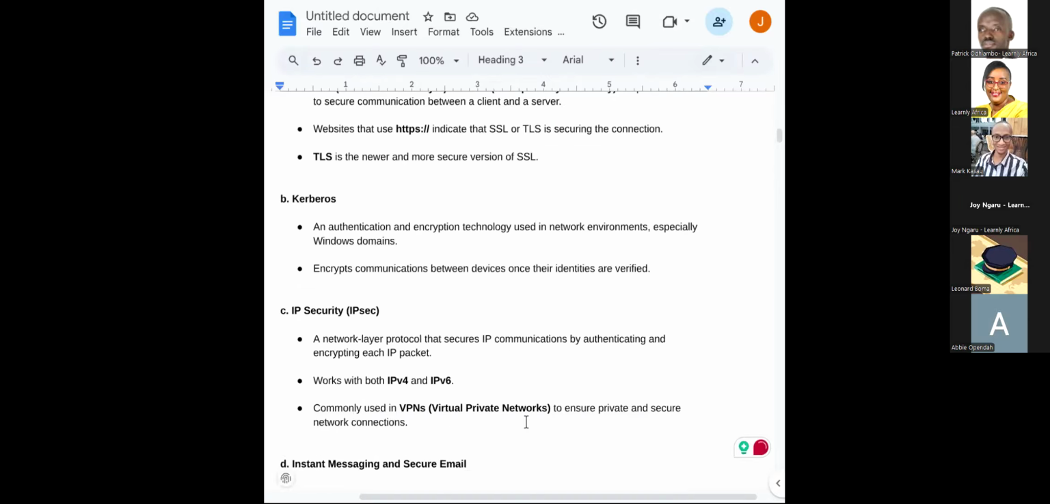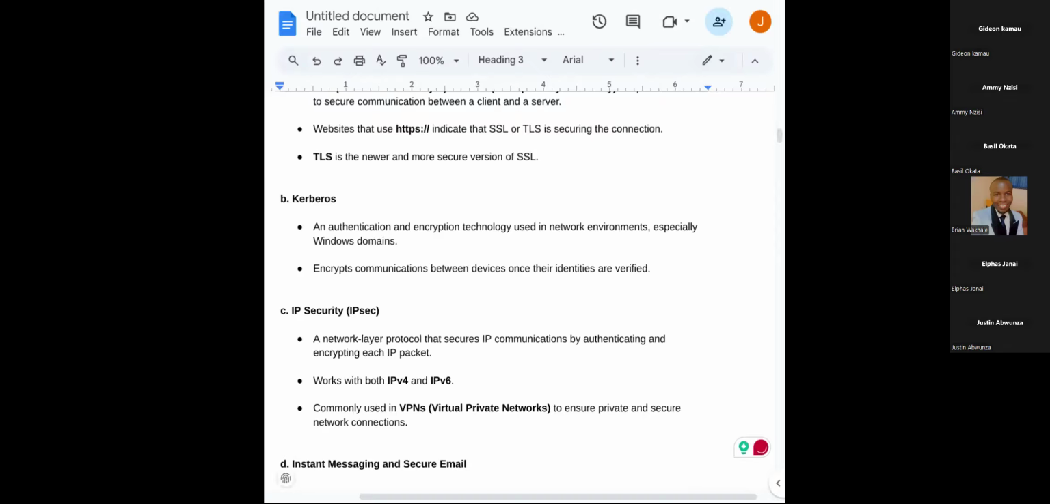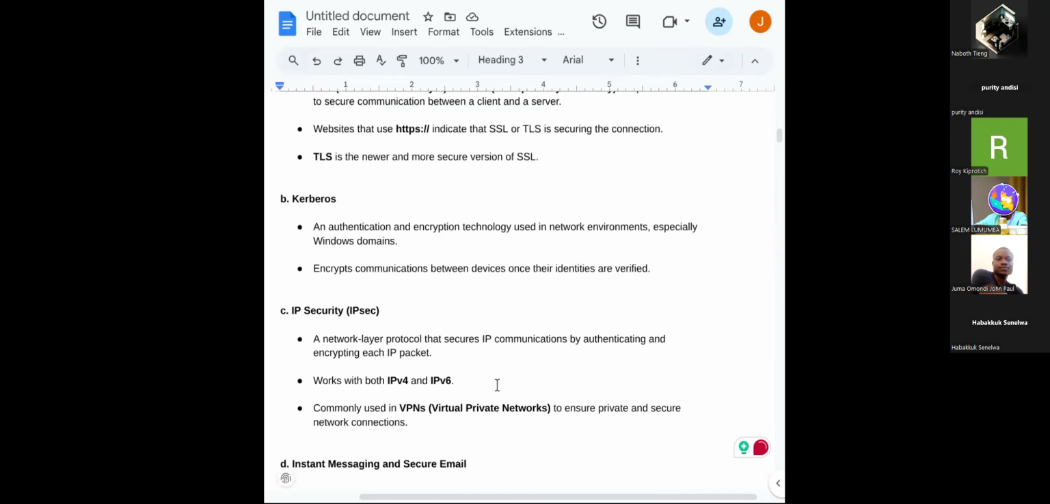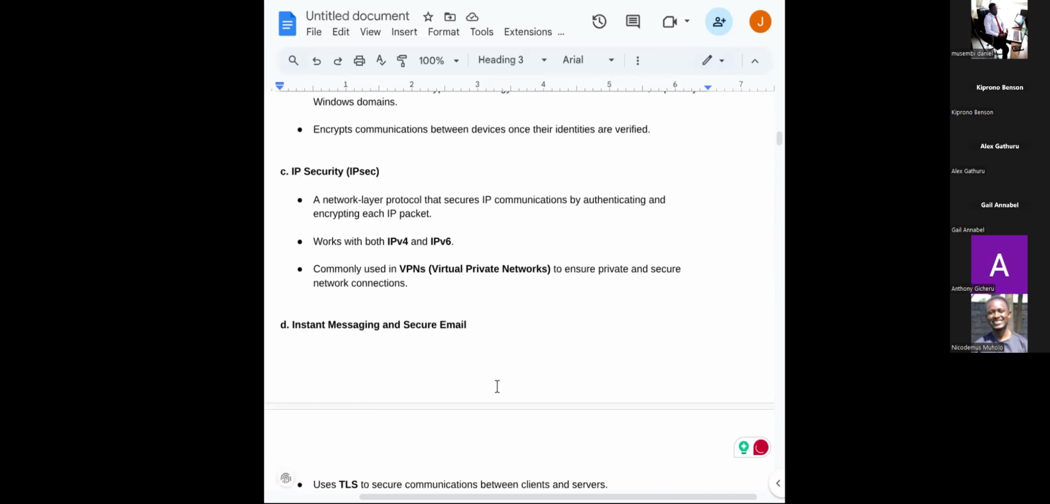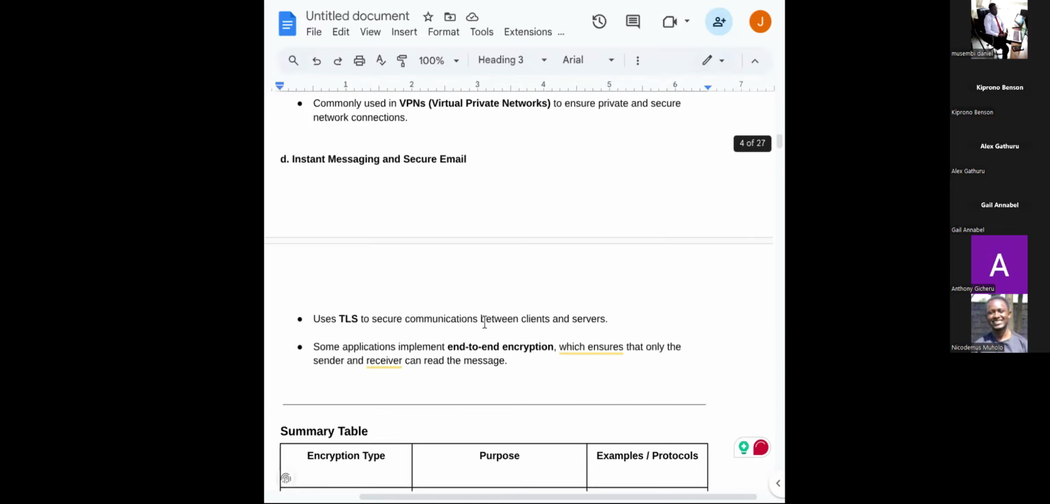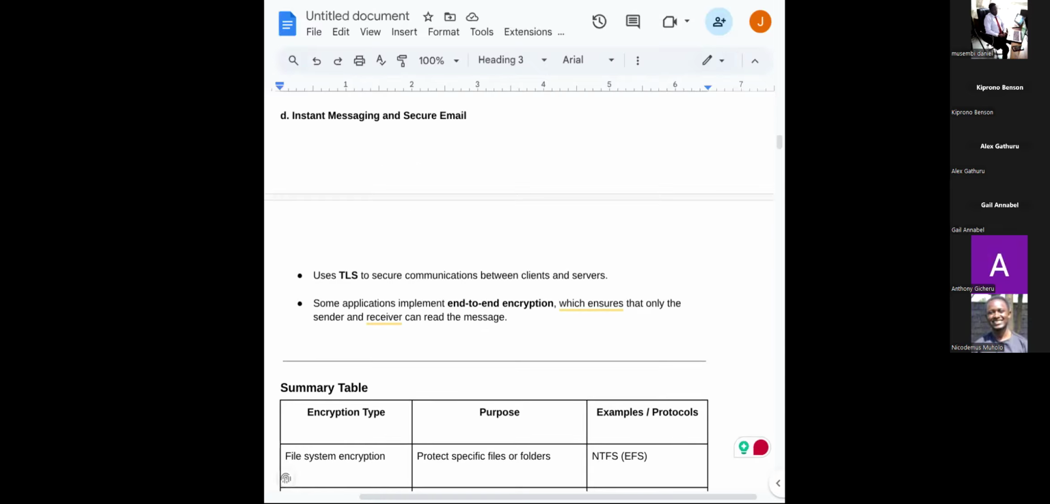Then we have Kerberos, which is an authentication and encryption technology for networking environments. I think it was mentioned here yesterday. Then we have IPsec, or IP Security, which is a network layer protocol that secures IP communications by authenticating and encrypting each IP packet. It can work with both IPv4 and IPv6. It is commonly used in VPNs. And then finally, we have instant messaging or secure email.